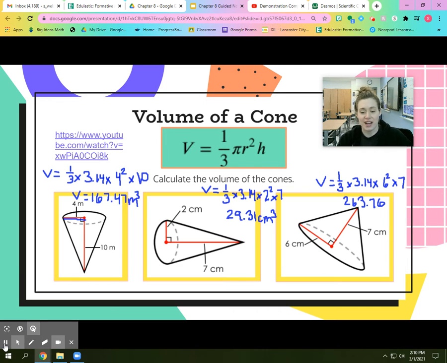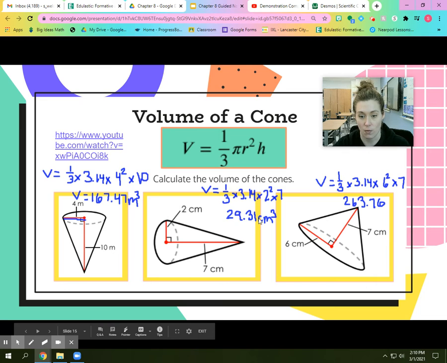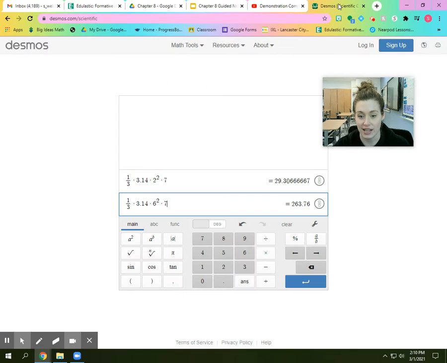All right, now that you've had a chance to try them on your own, let's see how you did. For the second example, we should have 1/3 times 3.14 times 2 squared times 7, which when typed in the calculator gives us 29.31. And if you want to see what that looks like in the calculator, that's this example right here: 1/3 times 3.14 times 2 squared times 7.